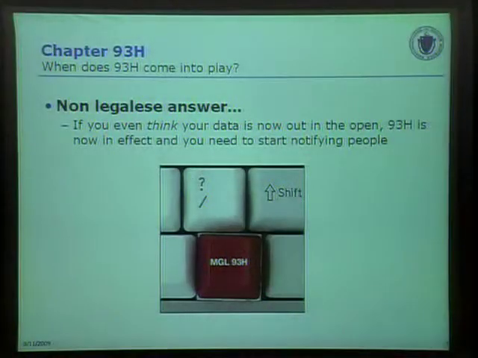Like I said, if you even think your data isn't safe, 93H is now in effect and you need to start notifying people. And I'm sure some intrepid person pretty soon is going to come up with the MGL 93H emergency button. It hasn't been released yet, but I'm sure that Ron Popeil or somebody is going to come out with this.